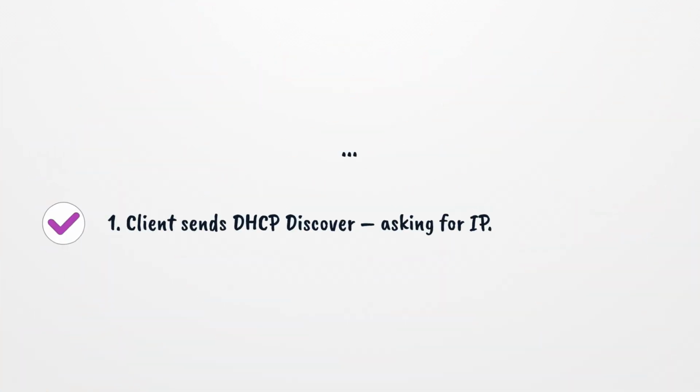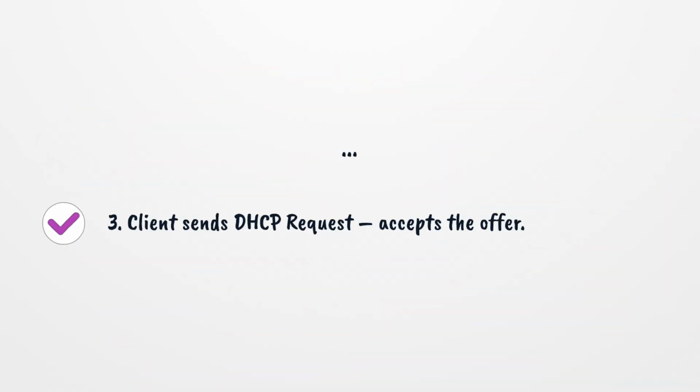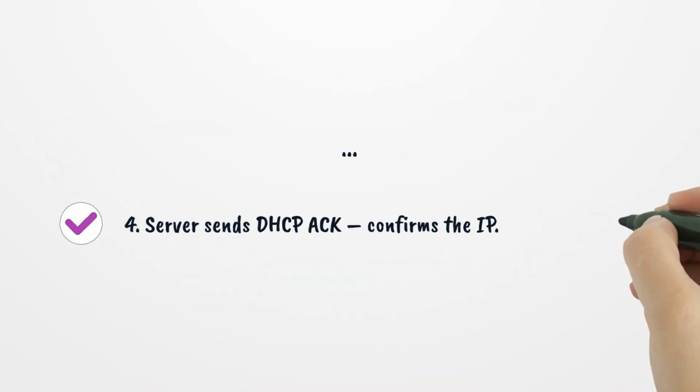1. Client sends DHCP discover, asking for IP. 2. Server replies with DHCP offer, offering an IP. 3. Client sends DHCP request, accepting the offer. 4. Server sends DHCP ACK, confirming the IP.